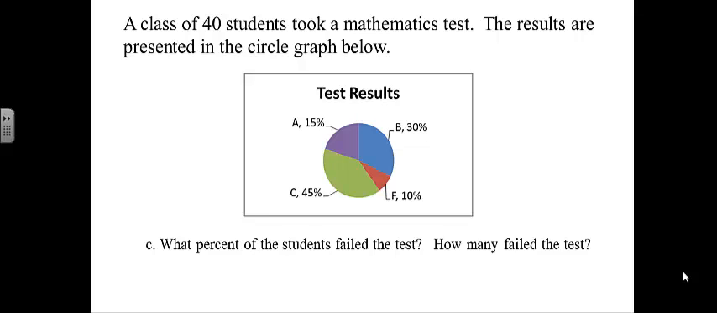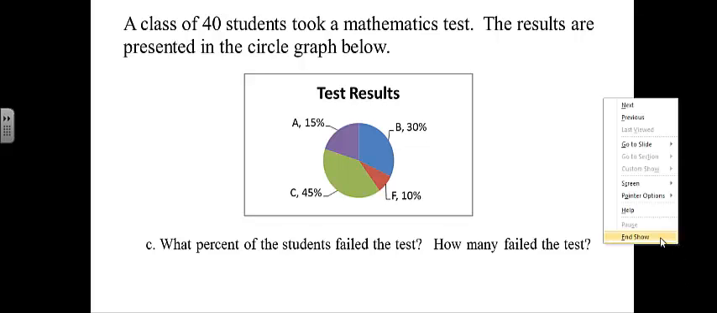To determine how many failed the test, we'll take our percentage and multiply it times 40. We're essentially asking what is 10% of 40 students? So again, I'm essentially saying what is 10% of 40 students?